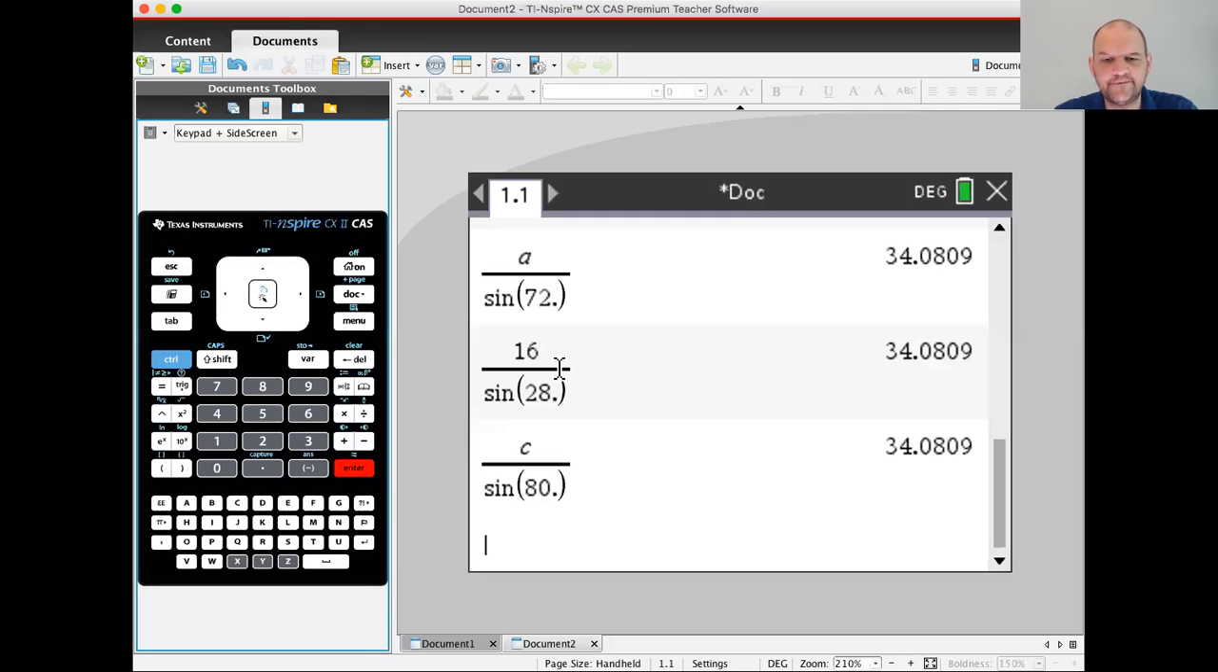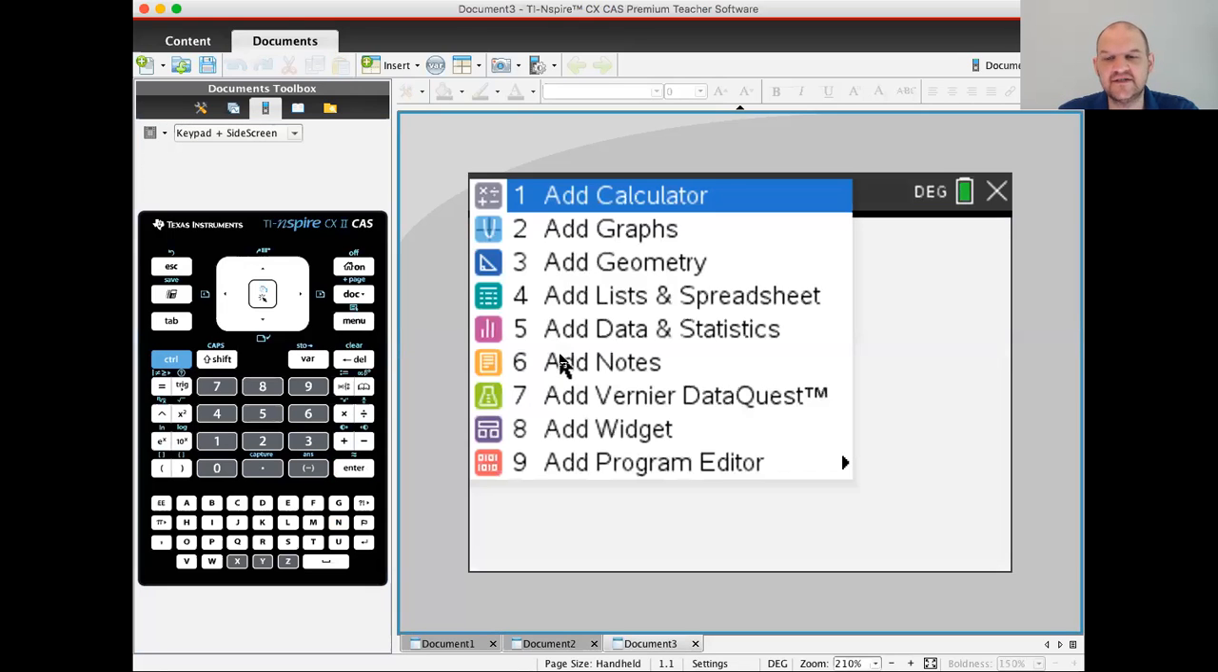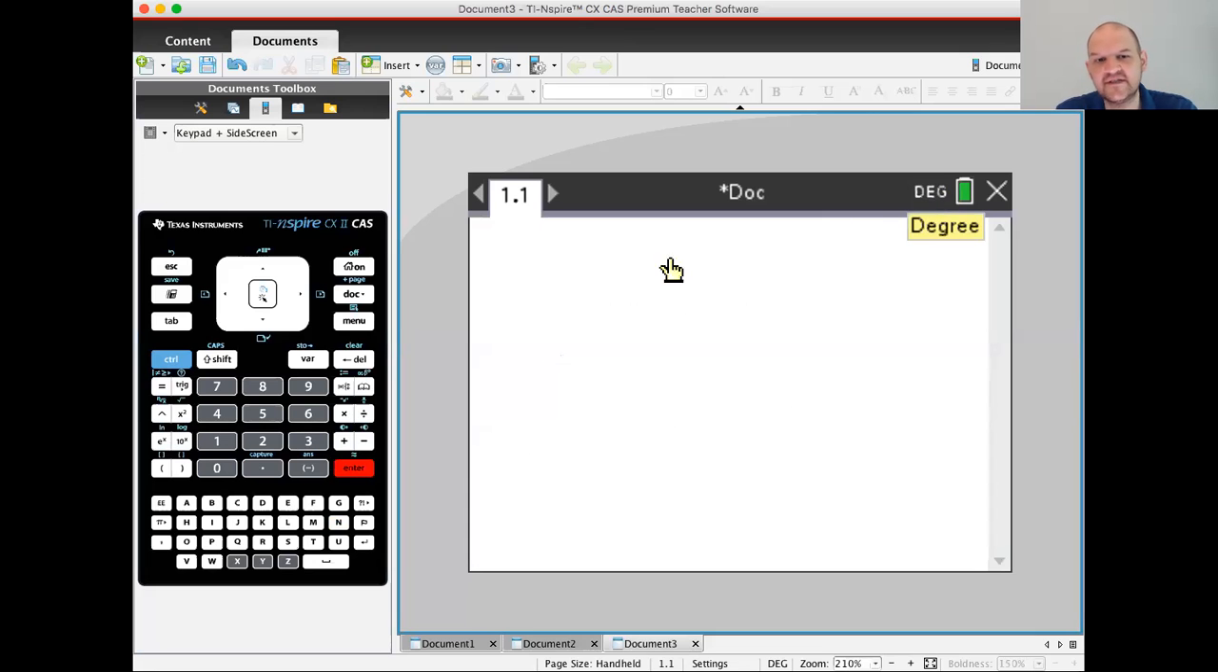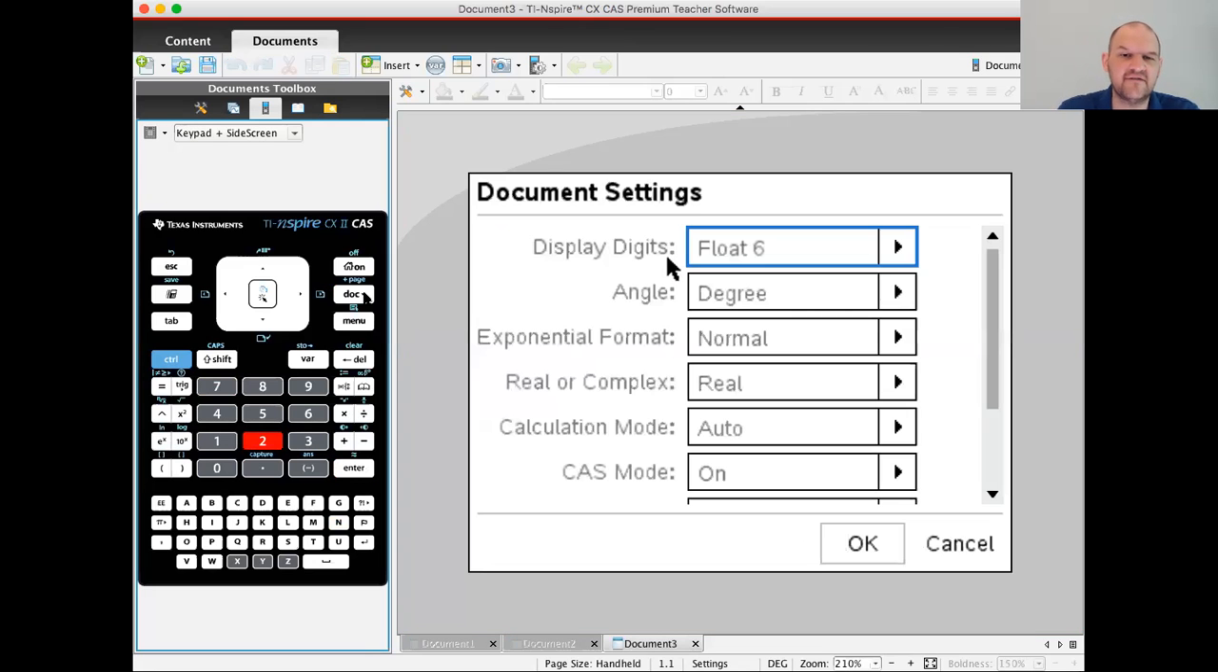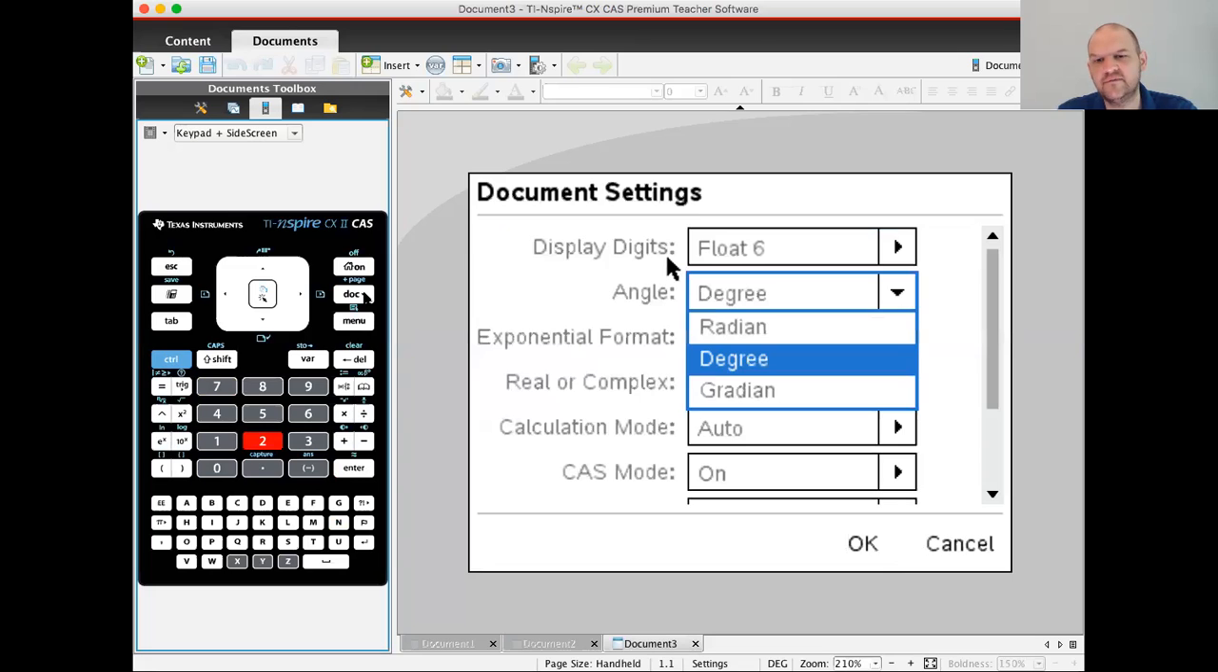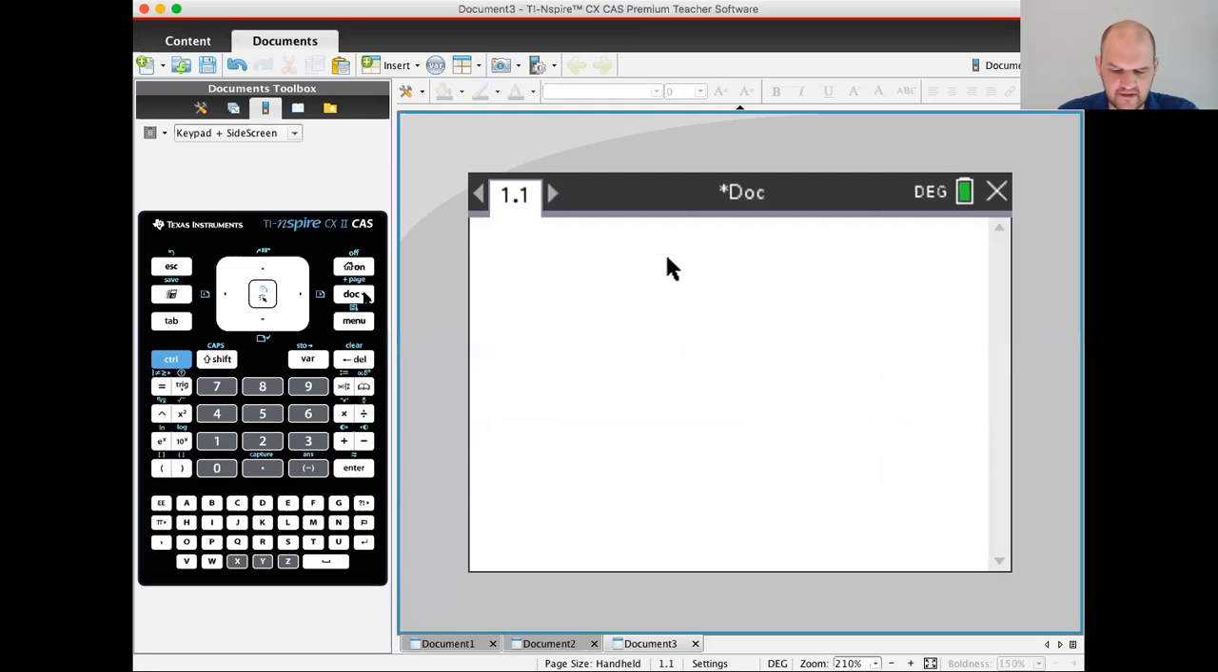So remember, you have to be in degrees if you're working with degrees. So I'm already in degrees. If I wasn't, I would press doc 7, 2, arrow down, make it degrees, press enter. All right, so I'm set up.